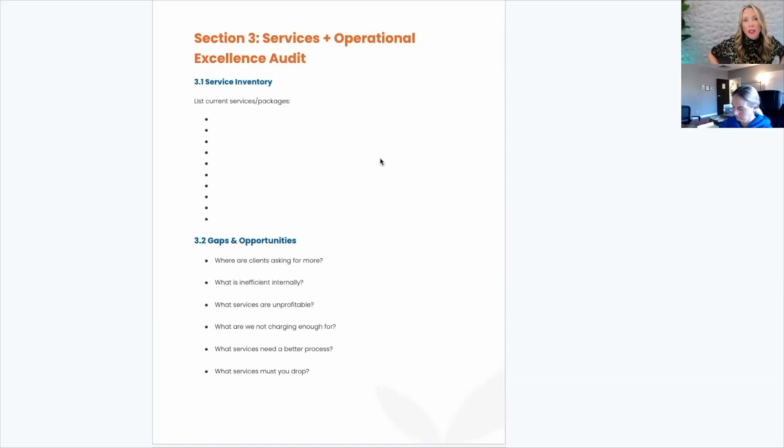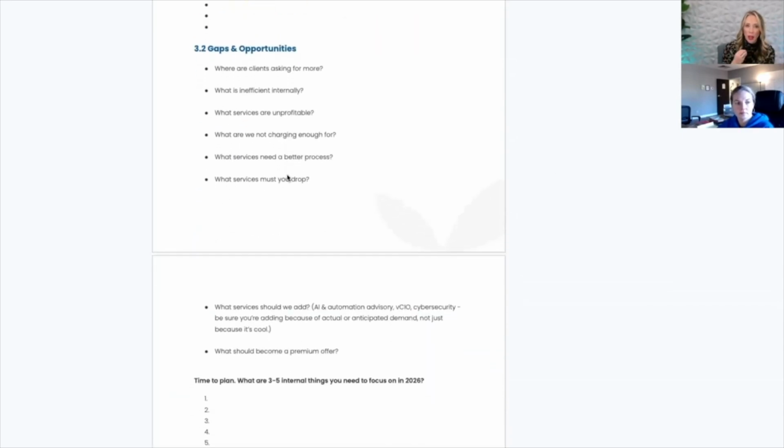This section 3 tends to be really helpful for those leaders who might create new products or services based on kind of one-off needs of clients. So this is a good opportunity to list your current services out, and then think about the 3.2, like, where are they asking for more? What did we maybe create? What is inefficient internally? Like, what did we maybe create a one-off for somebody that's really not very efficient for our team? What's not profitable?